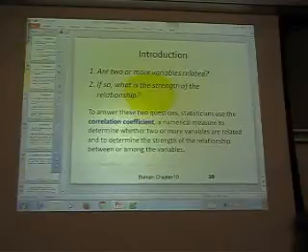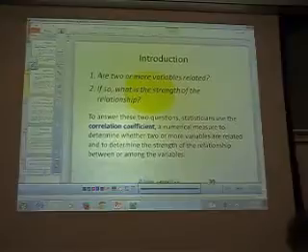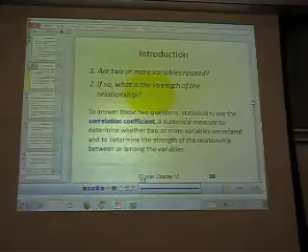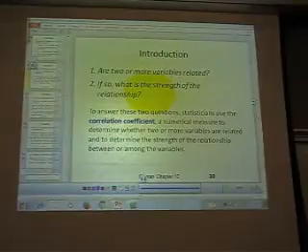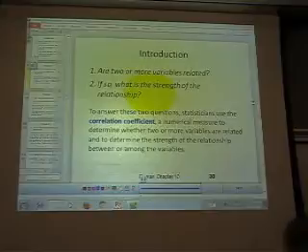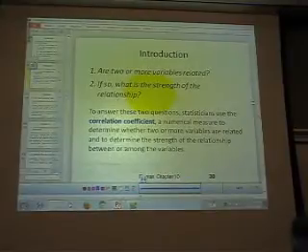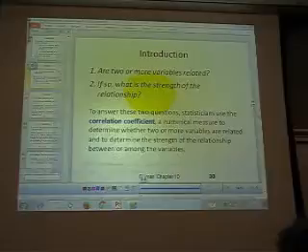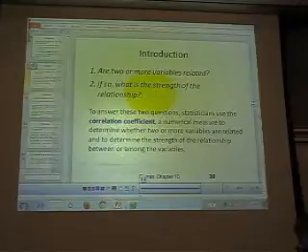Miguel? Which one was it? You want to start from the top? Yes, from the top. Introduction. Are two or more variables related? If so, what is the strength of the relationship? To answer these two questions, statisticians use the correlation coefficient, a numerical measure to determine whether two or more variables are related, and to determine the strength of the relationship between or among variables.